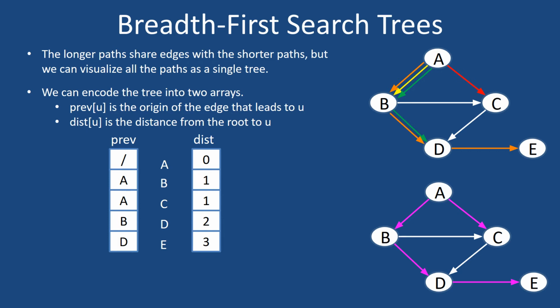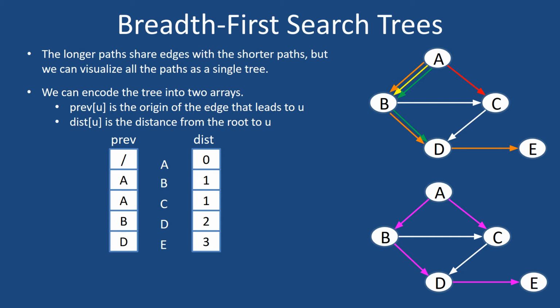Previous tells you what the tree is. So for every vertex, you're told the parent. A doesn't have a parent, so it says null. The parents of B and C are both A. You can see in that purple tree there. The parent of D is B, and the parent of E is D. So you can reconstruct that tree from this. This gives you the tree, and distance gives you the distance from A to every vertex.